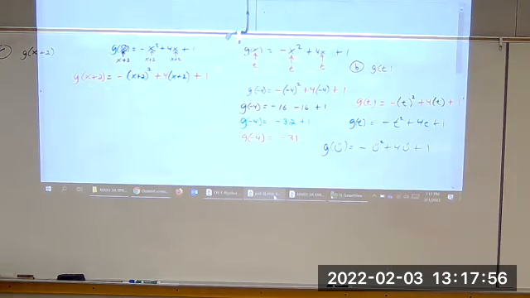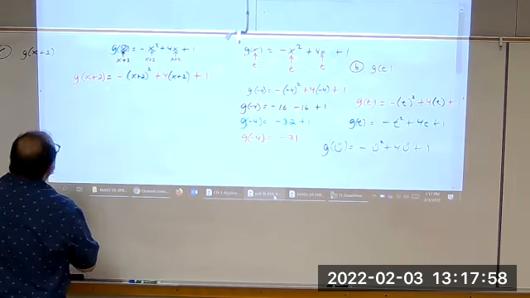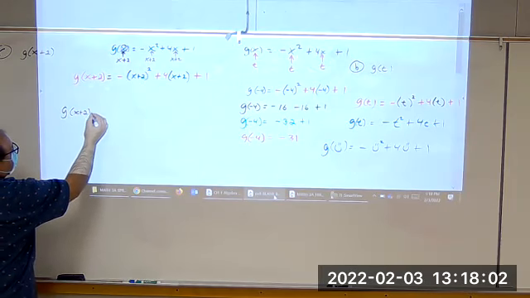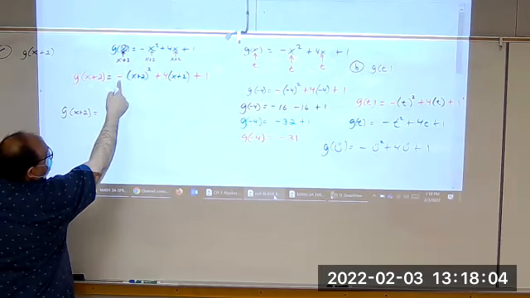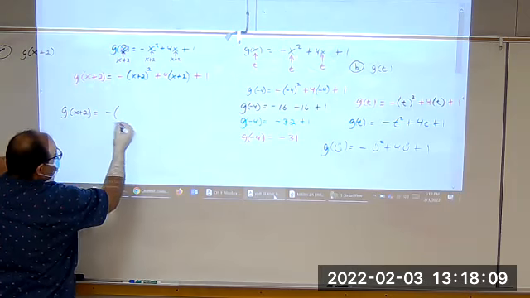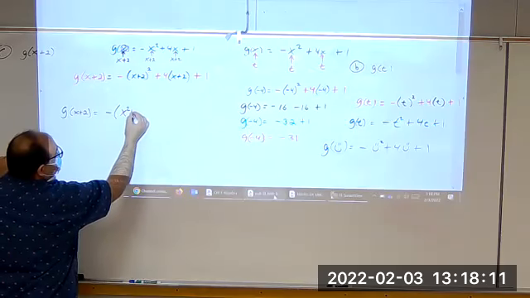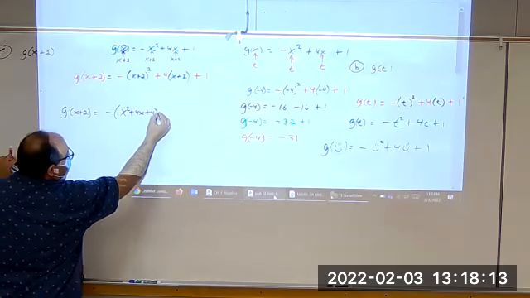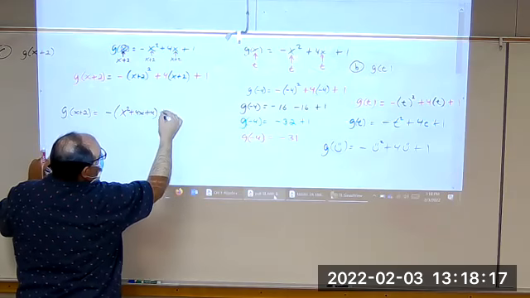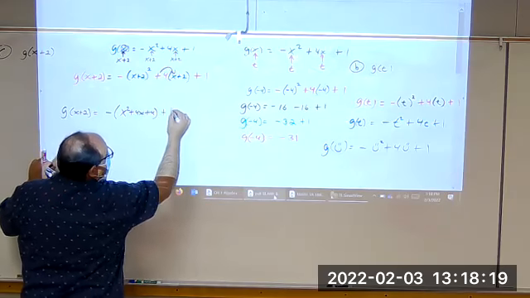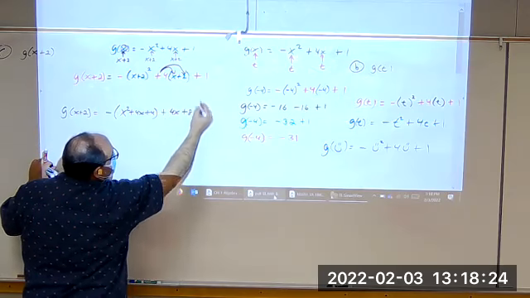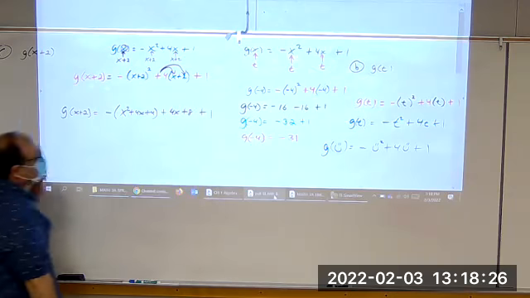There it comes. G of x plus 2 is equal to, there's a negative. So now I'm going to multiply that out. So times, inside, x squared plus 4x plus 4. And then I'm going to distribute this 4. So plus 4 times x, and 4 times 2 is plus 8, and then a plus 1.